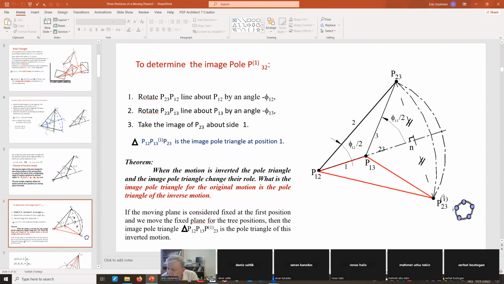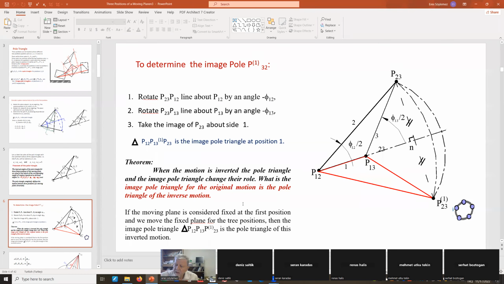When the motion is inverted, meaning if I keep the moving body fixed, release the fixed body while keeping the relative positions the same for these 3 positions, the pole triangle now, for the inverse motion, will be the inverse pole triangle in position 1. If I keep my moving body fixed in position 1, this will be the inverse pole triangle. P12, P13, P231 is the inverse pole triangle in position 1.